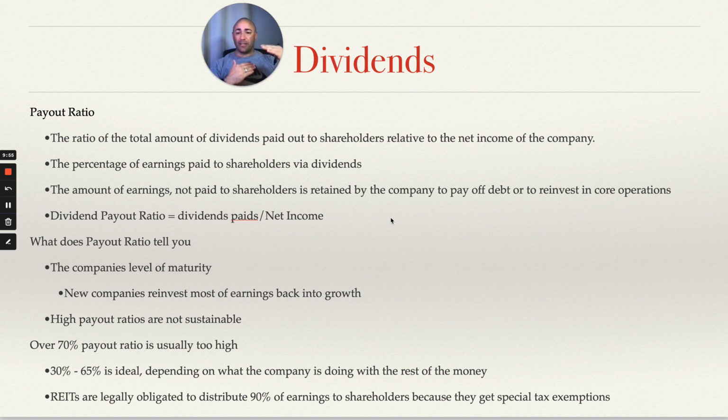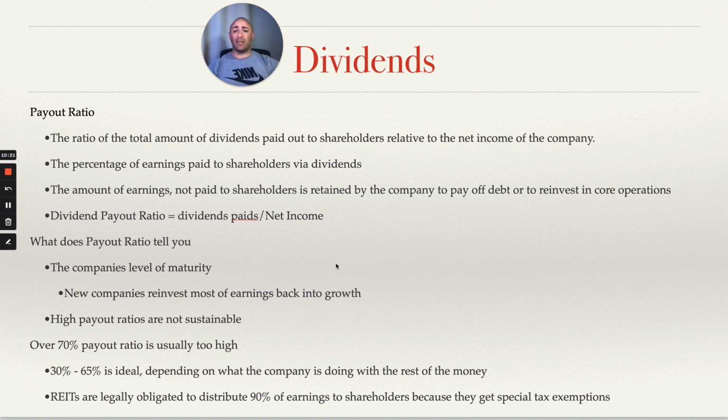But an ideal percent is anywhere between 30 to 65%. A payout ratio in that range is usually pretty good. So this way the company can still, like I said, continue to grow, as well as continue to build up their cash funds for future acquisitions, as well as make sure that they maintain a small amount of debt or pay the debt off, right?